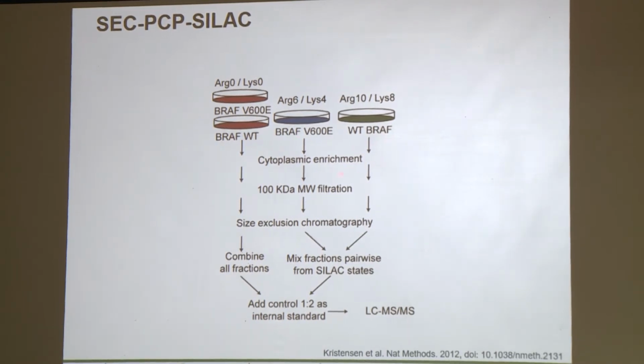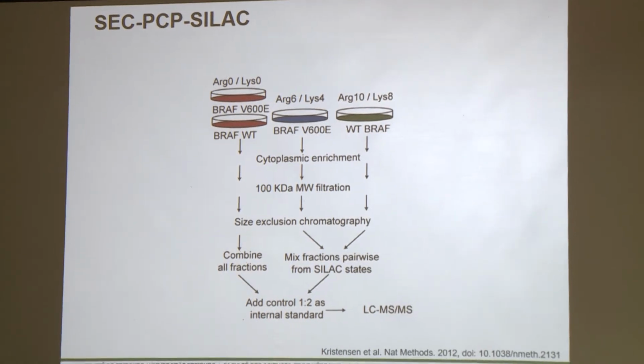So then we enrich cytoplasm. We do a molecular weight cutoff filtration to get rid of all the small proteins and small complexes and only take everything which is larger than 100 kilodalton. And with this 100 kilodalton fraction, we perform size exclusion chromatography, right? So this would be a chromatography run where we generate 56 fractions.